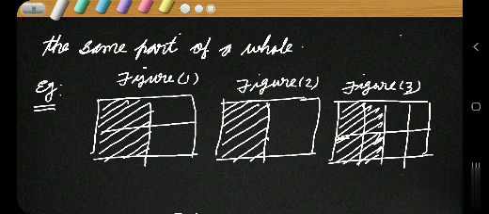In the first figure, what is the fraction corresponding to the shaded portion? Out of 4, 2 are shaded, so 2 by 4. In the second figure, out of 2, 1 is shaded, so 1 by 2, isn't it? In the third figure, out of 8, how many are shaded? 4 are shaded, 4 by 8, isn't it?